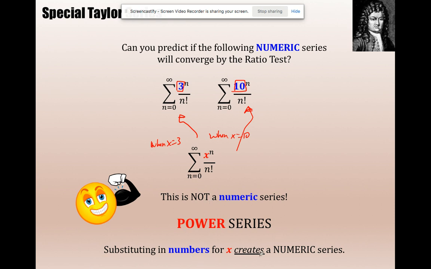Substituting numbers in for x creates a numeric series, and then I can test that numeric series and see if I get convergence. But the power of representing the number 3 or 10 with an x is that I can now ask you lots of, what about when x is 7? In other words, I can ask you to input a number and you can output a numeric series. I feel like that's kind of function talking, right? Input, output. Curious.